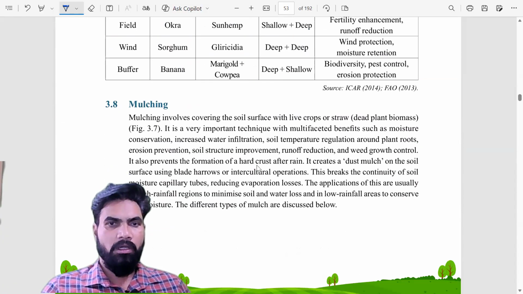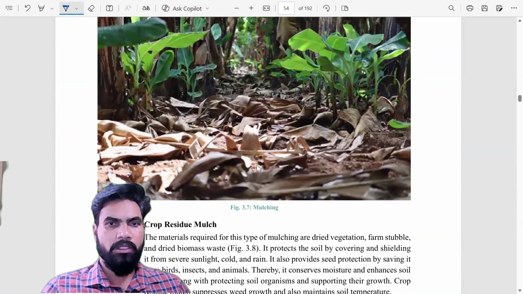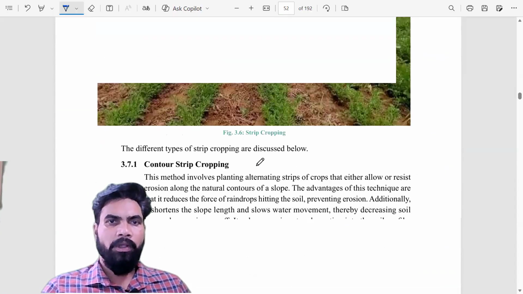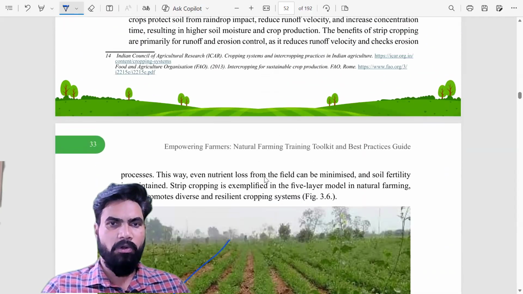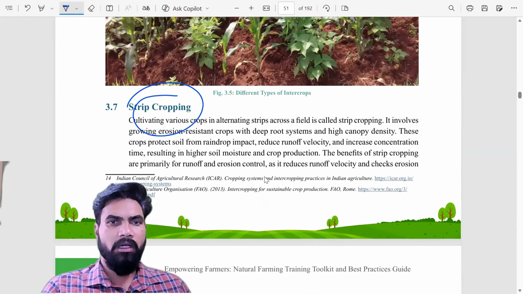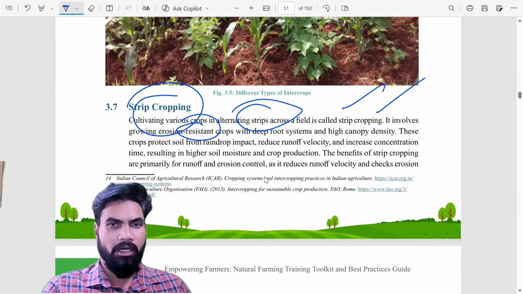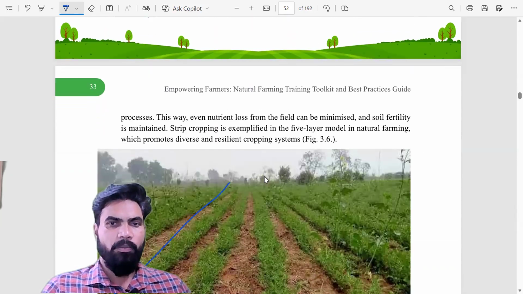This image is now showing what strip cropping is. You see, on the strips of the soil, crops will be grown. We will see the definition of strip cropping. Cultivating various crops in alternate strips across a field is called strip cropping. It involves growing erosion-resistant crops with deep root systems and high canopy density. That is called strip cropping.